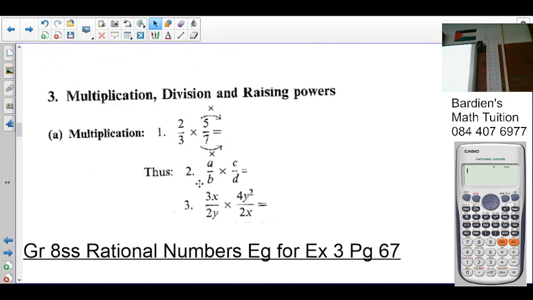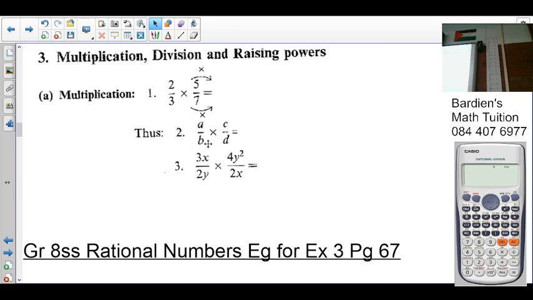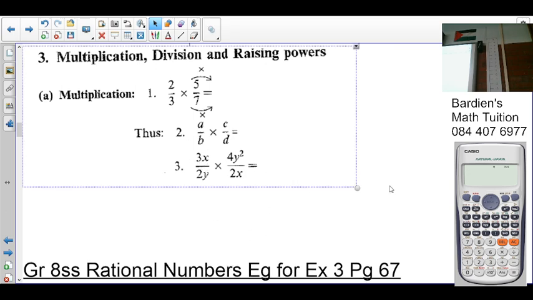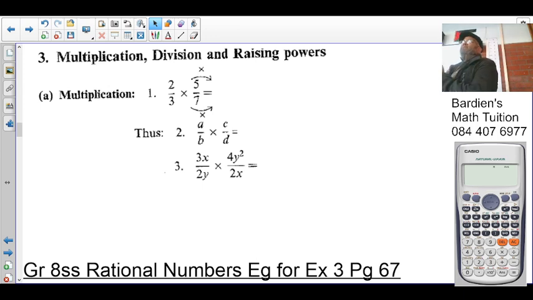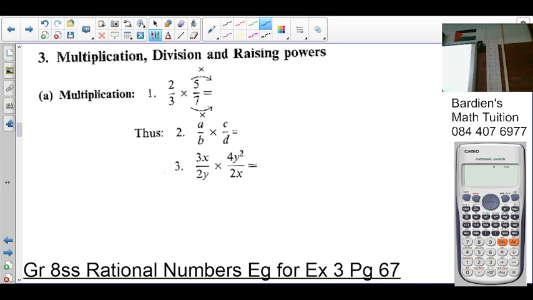Now we're looking at multiplication, division and raising powers. So multiplication. If you have 2 over 3 times 5 over 7, is there any numerator and denominator that can cancel? No. So it's straight multiplication. 2 times 5 is 10, 3 times 7 is 21. Can the numerator and denominator cancel in number 2? No. So it's A times C, AC over BD.